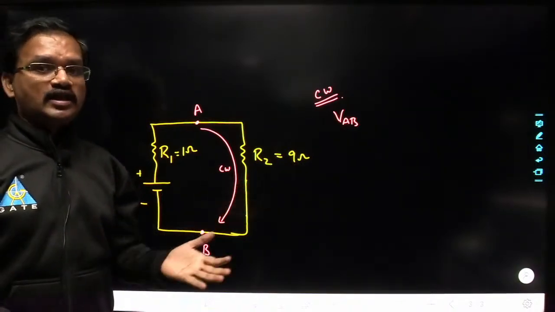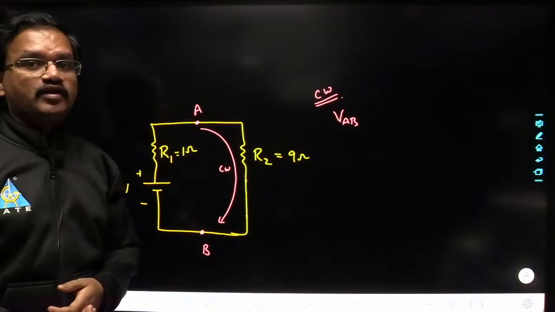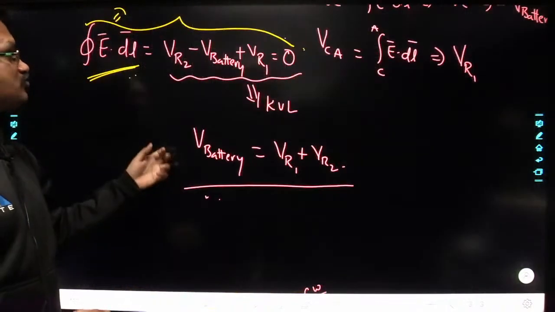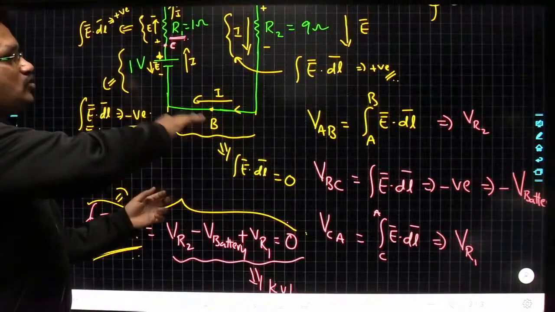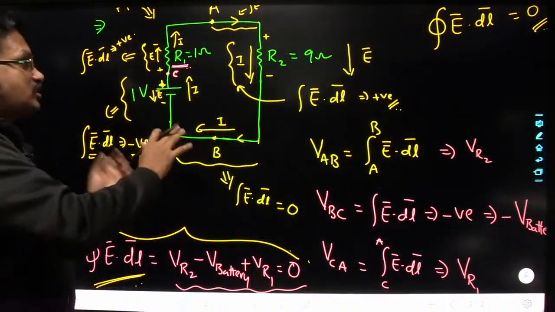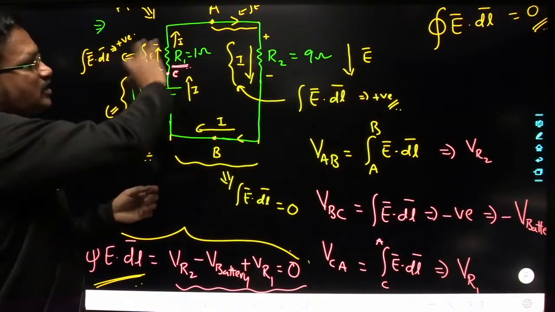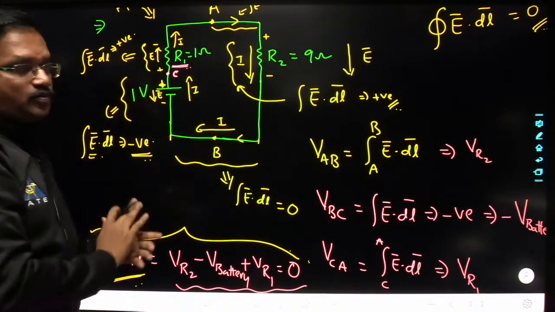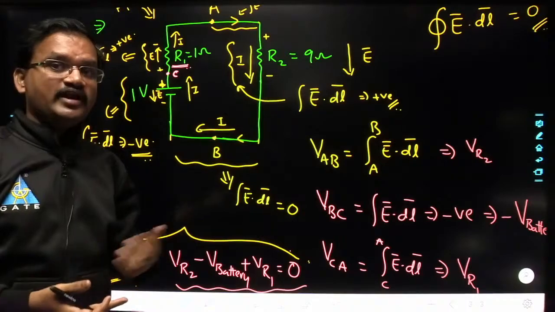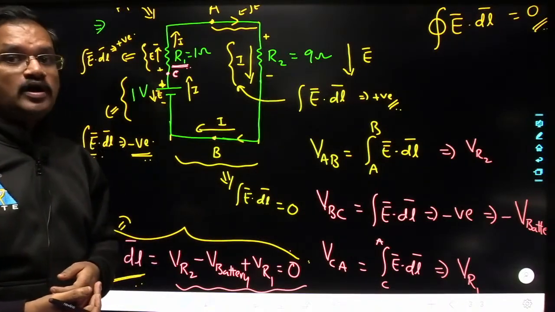Whenever you are dealing with a conservative field. So here the electric field in this circuit is a static field. So that means the work done from one point to another point will be independent of the path you are choosing.